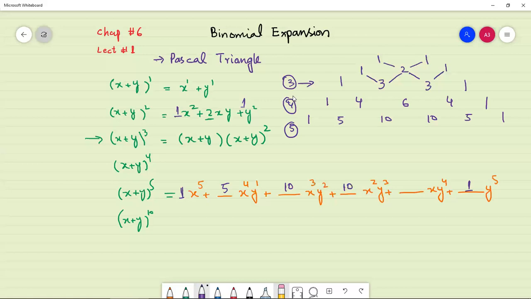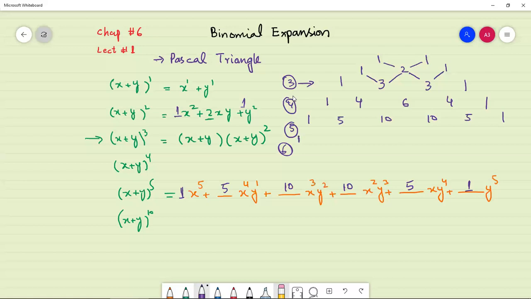So the very next is 5. At the end is 1. So in this way, you can expand. Okay, if I'm interested to expand x power 6, you have to make a triangle for x power 6. At the beginning and end of the sequence, there would always be 1.